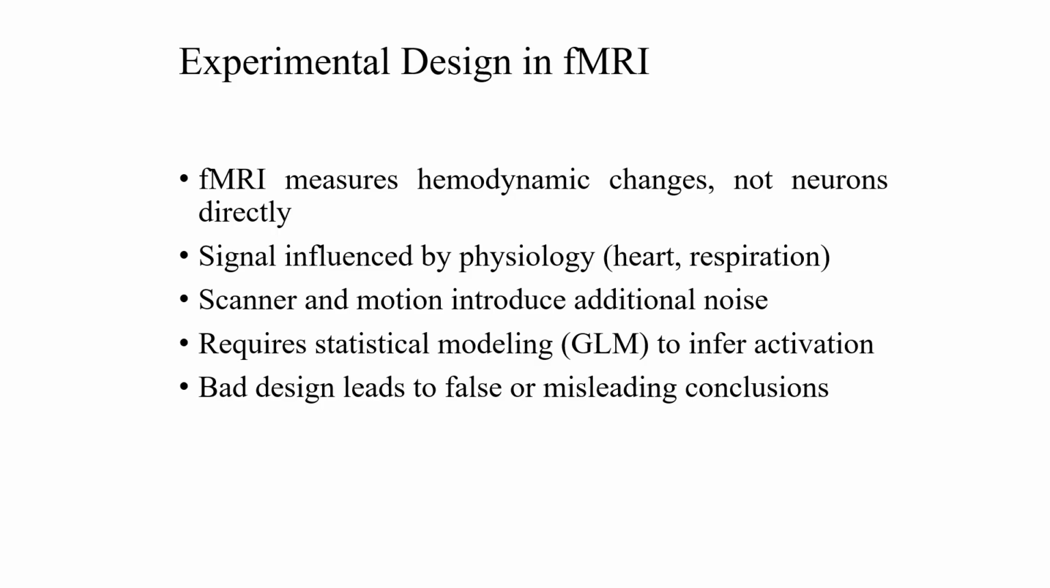So, as we know, fMRI measures hemodynamic changes, it does not measure neuronal activity directly, and the signal, the ratio of oxygenated to deoxygenated blood, basically varies by physiology. It is a physiological signal, it is also affected by heart and respiration patterns and so on. The scanner and motion also introduce additional noise. I will show you the picture of a scanner shortly, and any kind of motion that the body does also introduces additional noise, which needs to be taken care of before you are interpreting data from fMRI.